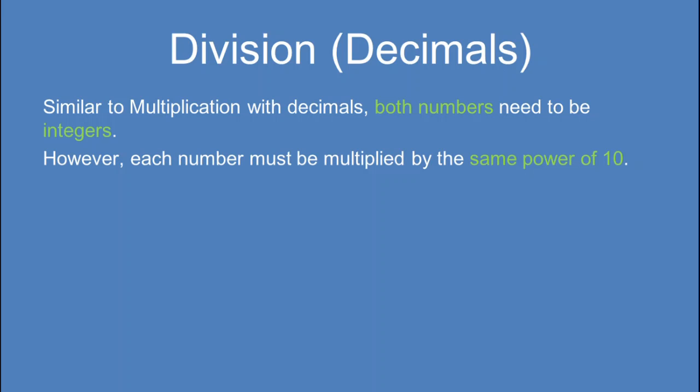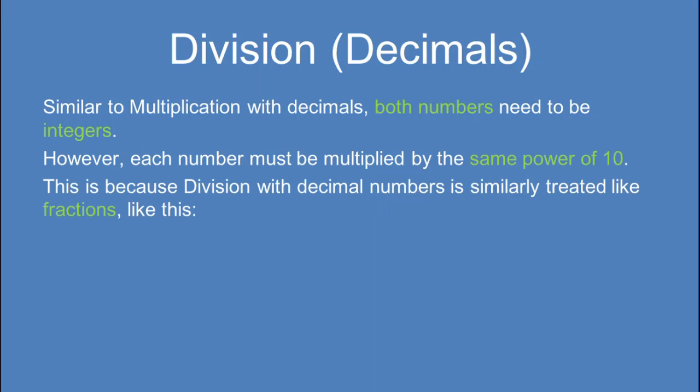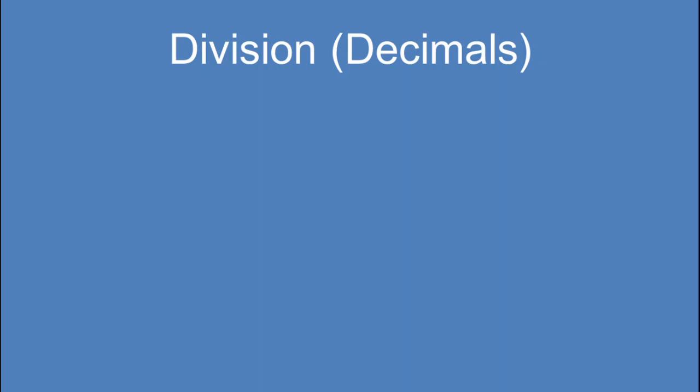However, each number must be multiplied by the same power of 10. This is because division with decimal numbers is similarly treated like fractions, like this. Now try these questions. Question 1. 21 divided by 0.03.